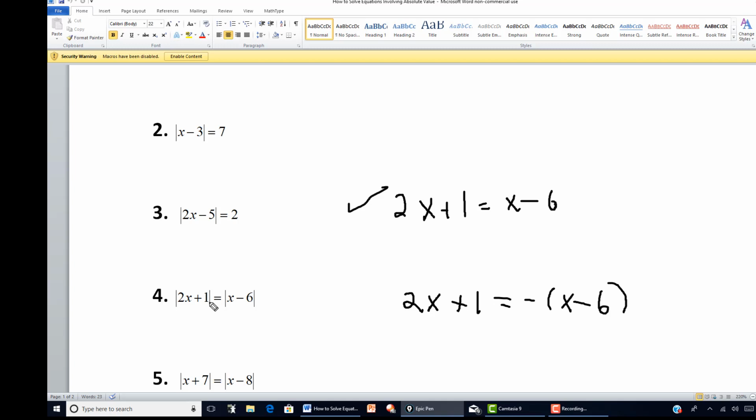Now, let's suppose that they're both negative. 2x plus 1 and x minus 6 are both negative. Okay, then the absolute value on the left side would be the opposite of what I have there, 2x plus 1, equal to, and the same thing on the other side, the opposite.